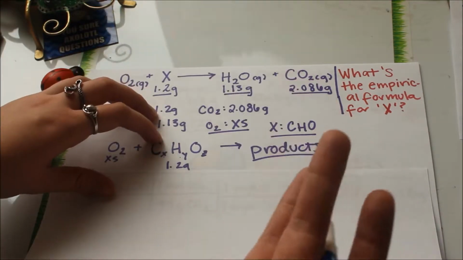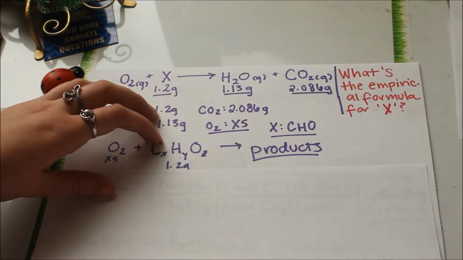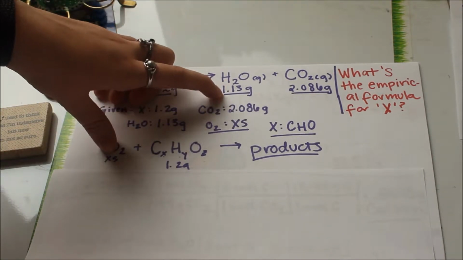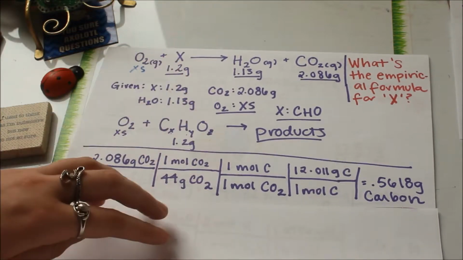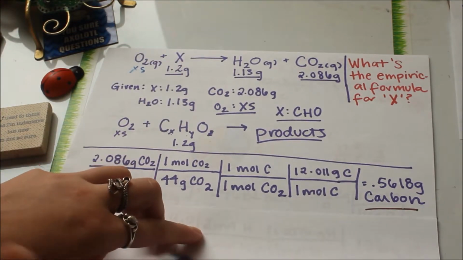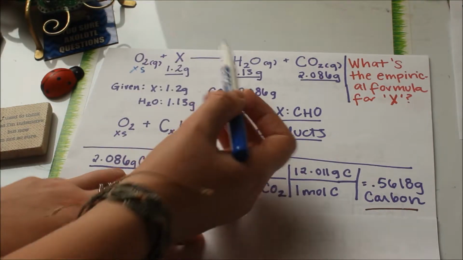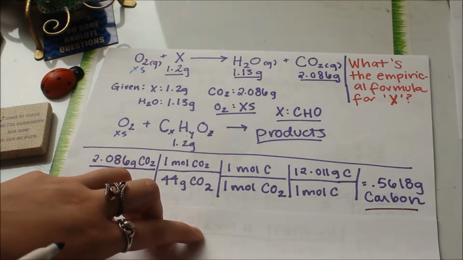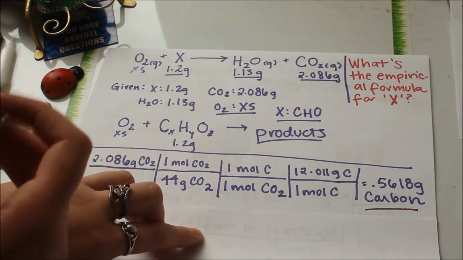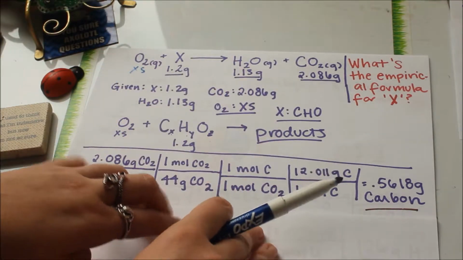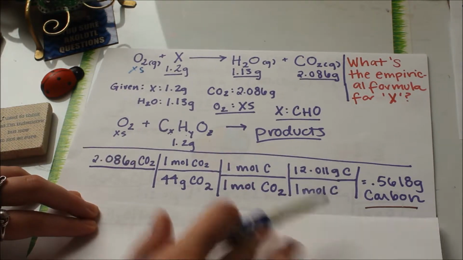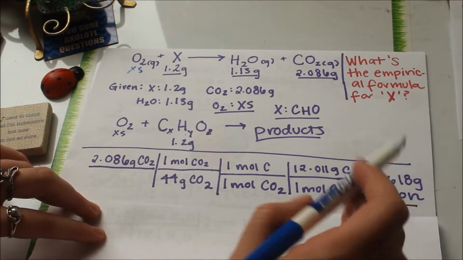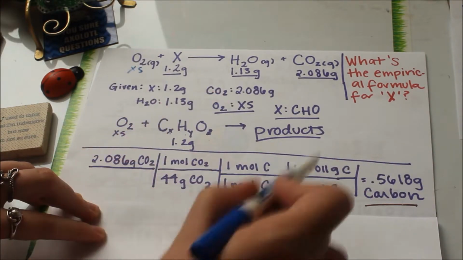Our first step for finding the empirical formula for X is to convert the grams of CO2 and H2O to moles of CO2 and H2O. From that we want to calculate the moles of carbon and hydrogen released in these products, because that will give us the amount of carbon and hydrogen in the unknown organic molecule. So in this equation we calculated just up to grams of carbon, which covers a lot of steps.